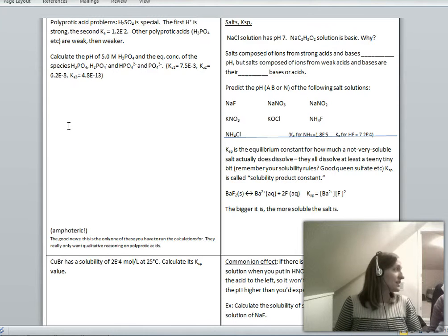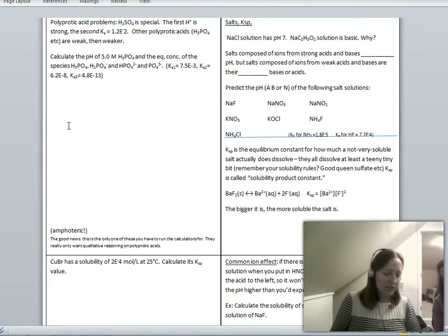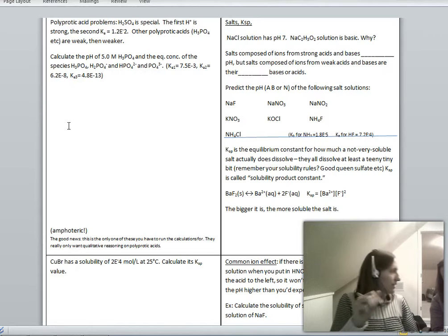Hi folks, this is lecture 4 of I'm not sure how many for the acid-base unit, and today we are getting into polyprotic acid problems, salts, and the solubility product constant, and the common ion effect. Another constant. I know, it's another K, but with little different letters at the bottom. We like K's. Yes, so here we go.